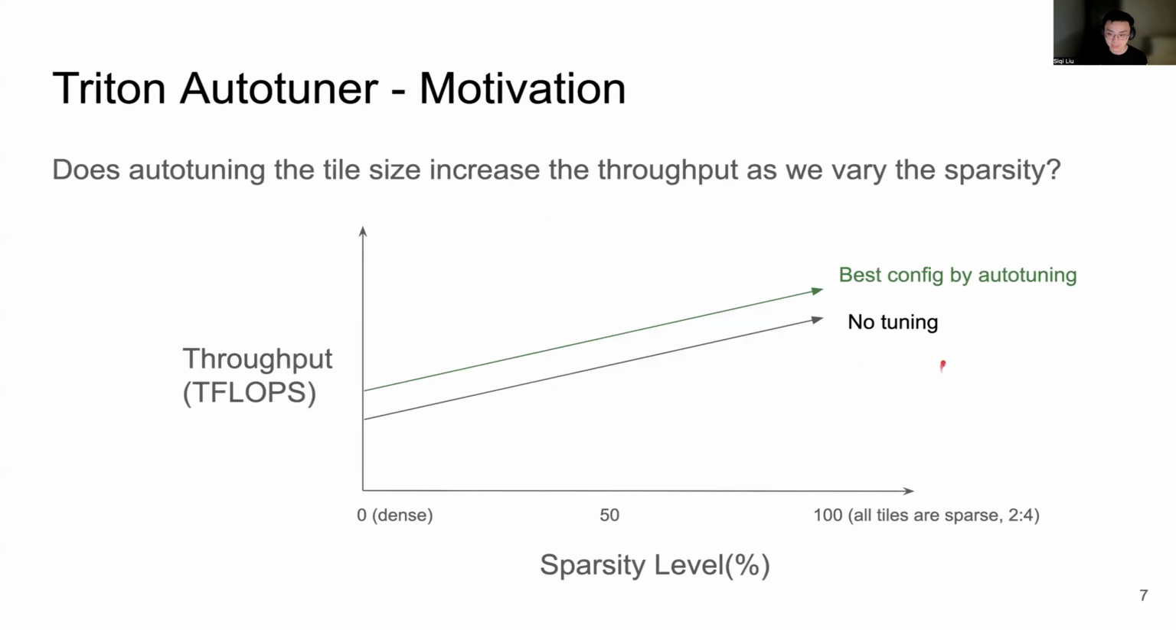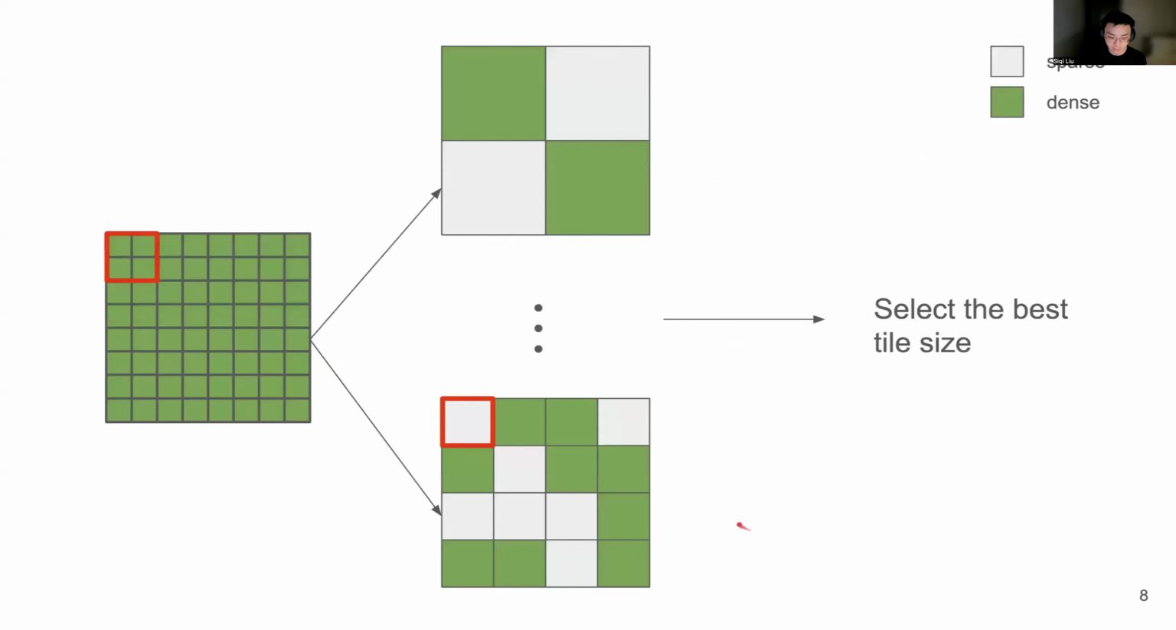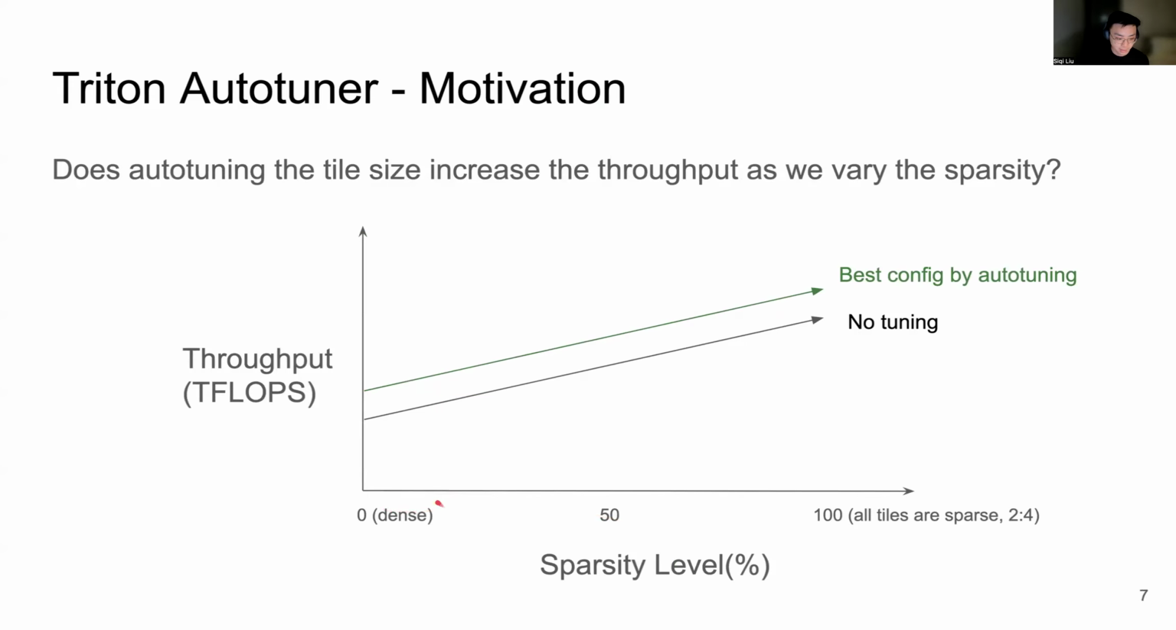What it looks like is we have a graph here. On the y-axis we have the throughput, and on the x-axis we have the sparsity level. So you can think of this as on the left side we have a completely dense matrix, and on the right side we have a completely sparse matrix. And then we want to see, as we vary the sparsity level, whether auto tuning is going to give us a better configuration that will lead to better performance.